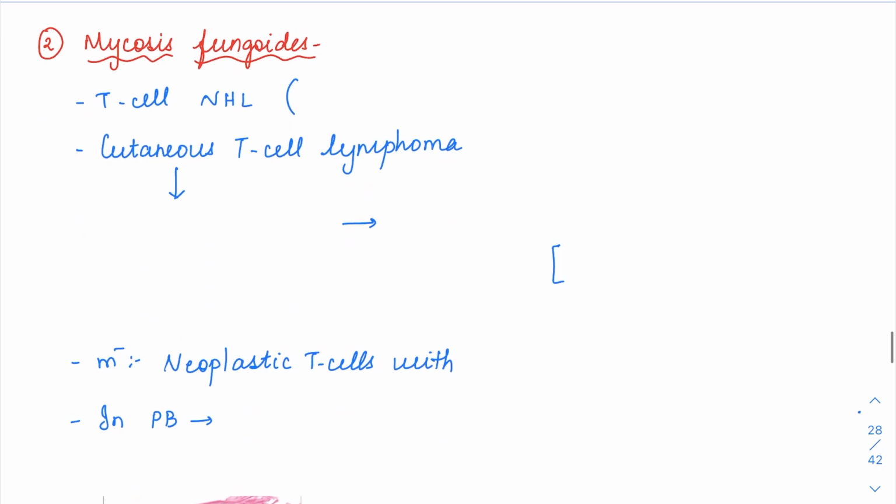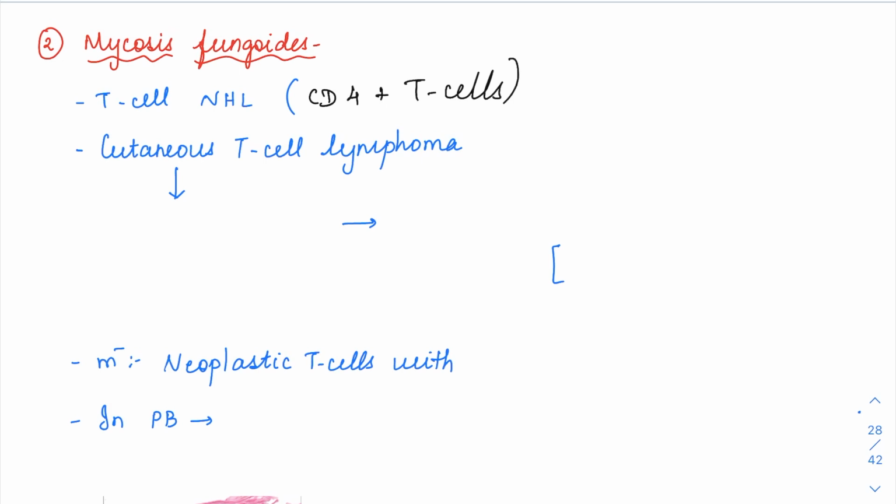So coming to mycosis fungoides, which is again a T cell lymphoma, actually involving the CD4 positive T cells, arising from the CD4 positive T cells, and it is a cutaneous T cell lymphoma. So we have 3 stages of development of this lymphoma. I'm not going into the details there.